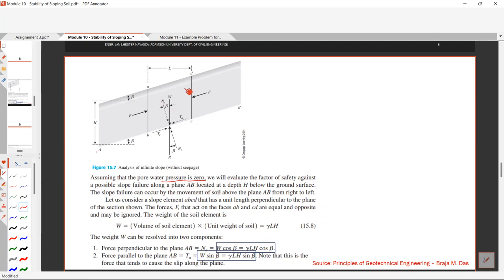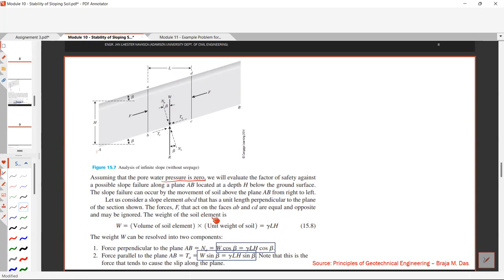So this soil has a depth of H below the ground surface. The slope failure can occur by the movement of soil above the plane AB. The movement is from right to left. Let us consider the slope element ABCD, with a unit length perpendicular to the plane of the section shown, so this will be the unit length L. The forces F that act on the faces are equal and opposite and may be ignored.